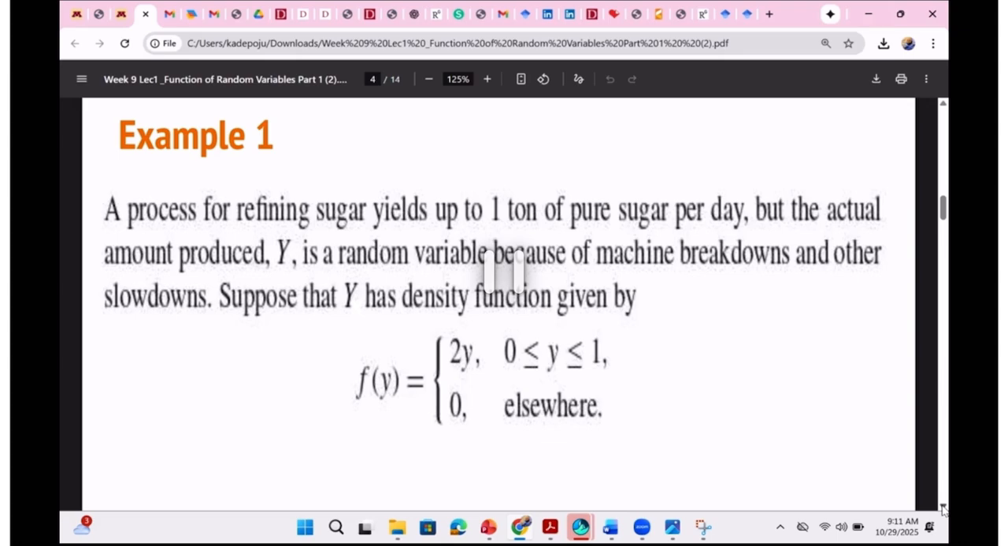Now they're trying to tell you that we can use a probability function to represent Y, because Y is a random variable, and that is given here. Take a look at that. They've given you f of y equal to 2y, where y lies between 0 and 1. Now, if you're given this, what is the question?